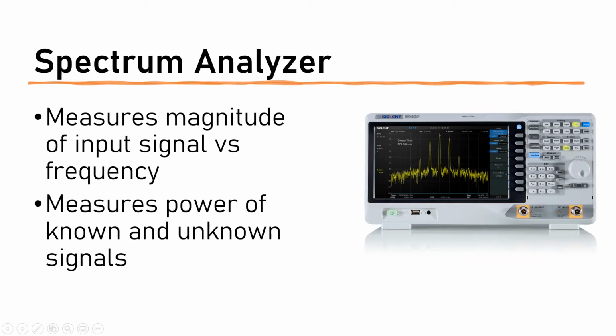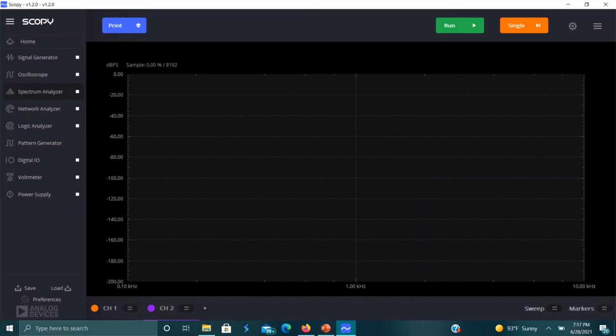When a device or circuit gives off a certain signal, a spectrum analyzer tool is used to measure the magnitude of an input signal against a full range of frequencies. This measurement can be used to determine the power of both known and unknown signals. On the M2K, we can use the spectrum analyzer to observe the signals from a connected circuit or device.